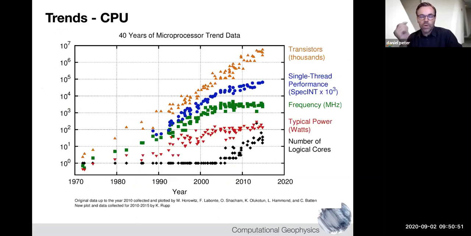Again, this is more or less a similar trend, a similar picture. For example, when you look at the blue dots, that would be a single process program. And the performance kind of flattened out by 2010. So if you're not parallelizing, your program is not faster than 10 years ago.